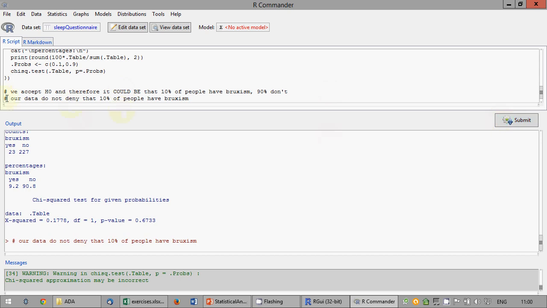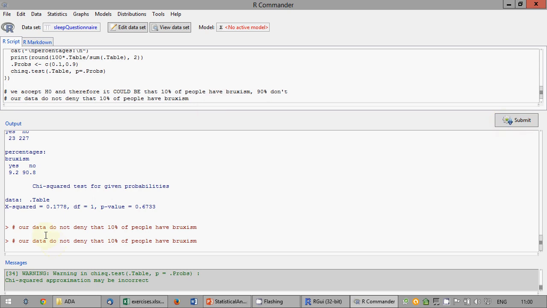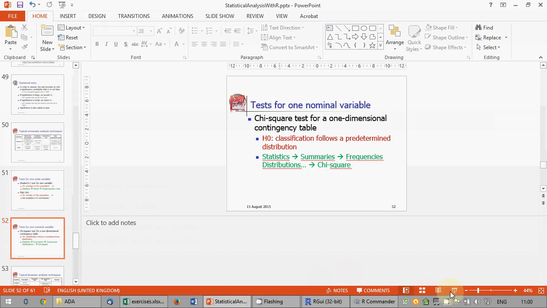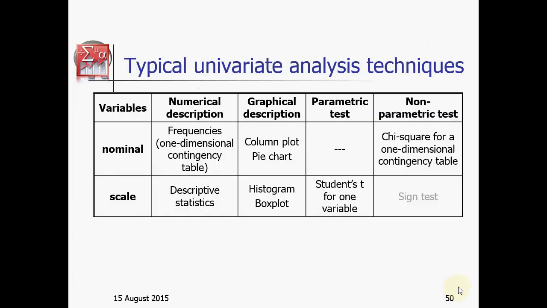These are comments. Whenever you start with this thing, it's a comment. Even if you press submit, it doesn't do anything. Okay, so these are the tests that we have.